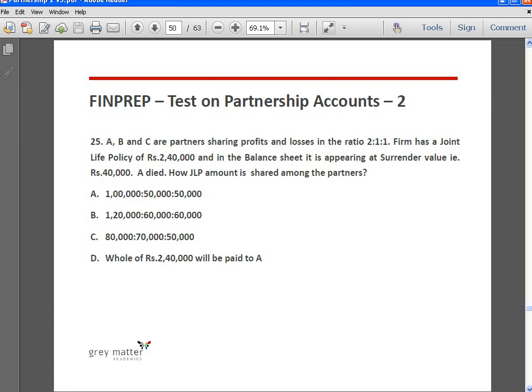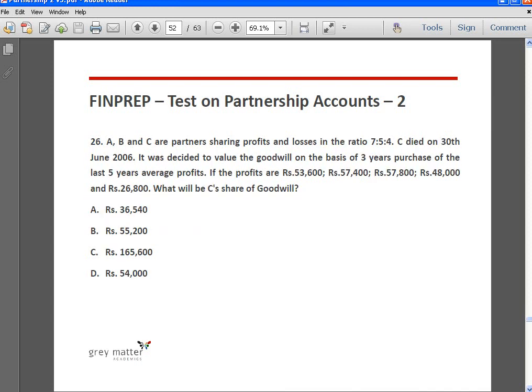Okay, next, A, B and C are partners sharing profits and losses in the ratio of 2:1:1. Firm has a JLP of rupees 2 lakh 40, and in the balance sheet it's appearing at surrender value, that is 40,000. A died. How is JLP account going to be shared amongst the partners? So JLP is appearing in the books at 40,000. You are receiving 2 lakh 40. So compare 40 with 2 lakh 40. Difference is 2 lakhs. That 2 lakhs has to be distributed amongst all partners in their old profit sharing ratio, which is 2:1:1. So 2 lakhs is distributed as 1 lakh 50,000 and 50,000.